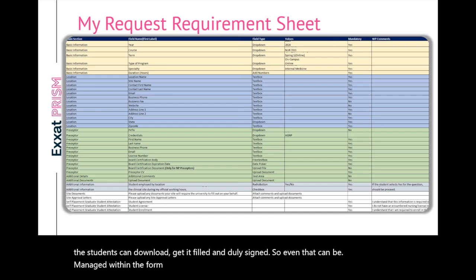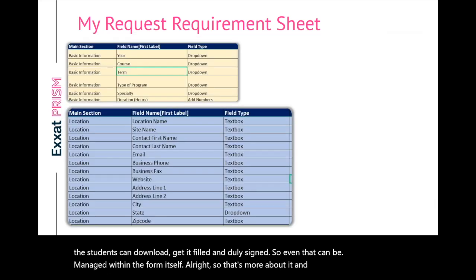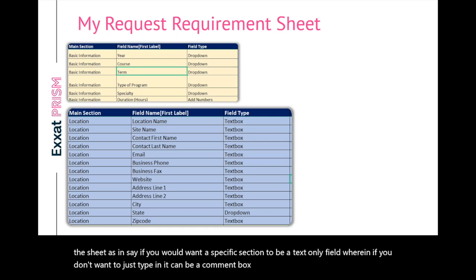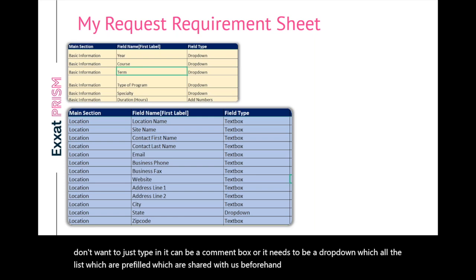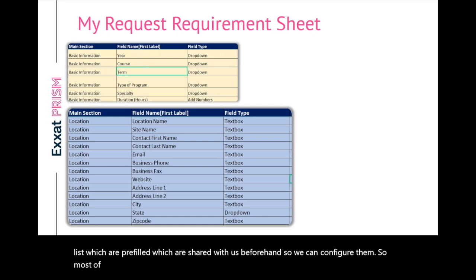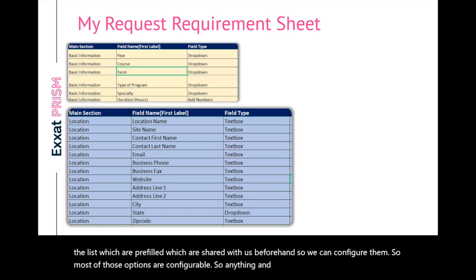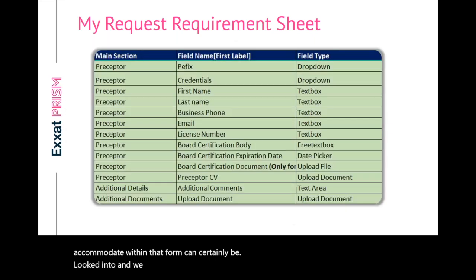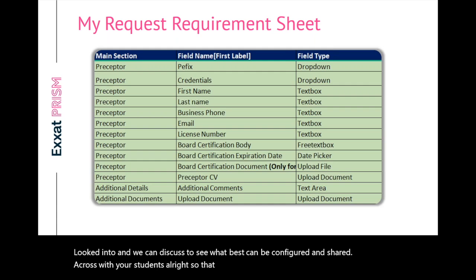All right. So that's more about it. And then talking more about the sheet, say you want a specific section to be a text-only field, wherein you just type in, it can be a comment box, or it needs to be a drop down with pre-filled lists shared with us beforehand, so we can configure them. Most of those options are configurable. Anything and everything that you would want to accommodate within that form can certainly be looked into, and we can discuss what can best be configured and shared with your students. All right. So that's more about how you would want to get your forms configured.